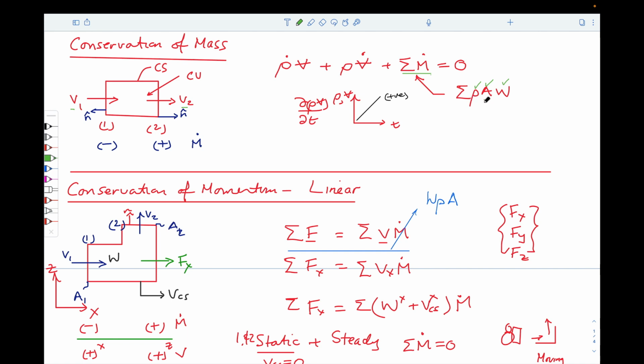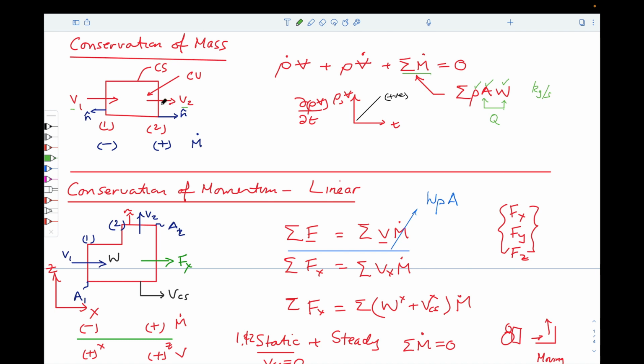The terms together are the mass flow rate, so it's in kilograms per second, but we can also look at the volumetric flow rate, which would just be the product of area times velocity, which we've often called Q. We need to be cognizant of the sign convention.